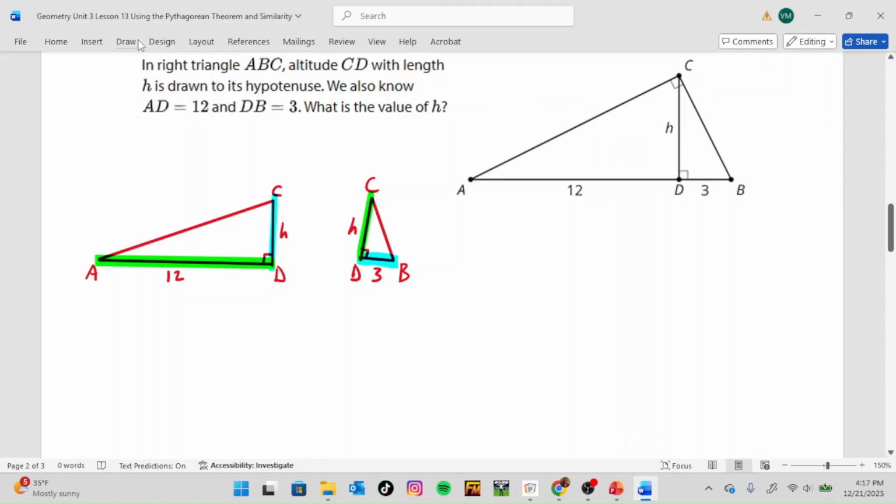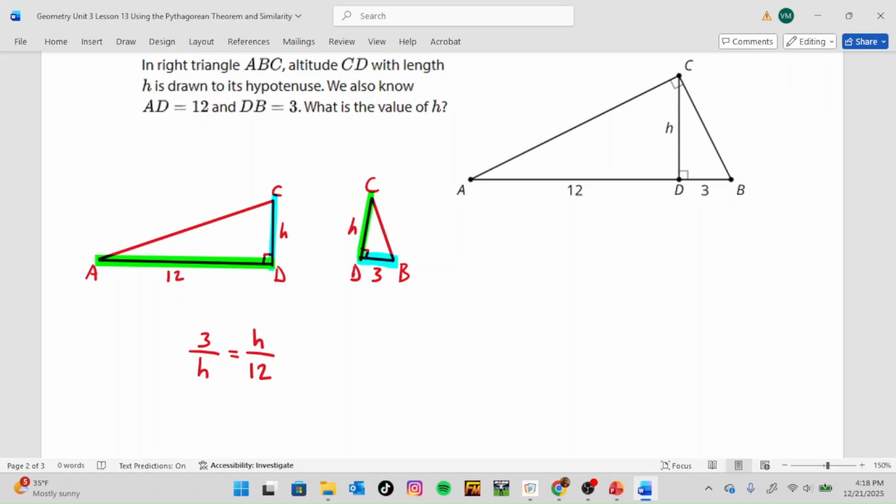Now we can set up a proportion. We have 3 for the short side in the small triangle, and we have h for the long side. Now, if we say that these are corresponding, then the 3 corresponds to the h in the big triangle, and the h in the small triangle corresponds to 12 in the big triangle. So this is how I set up my proportion.